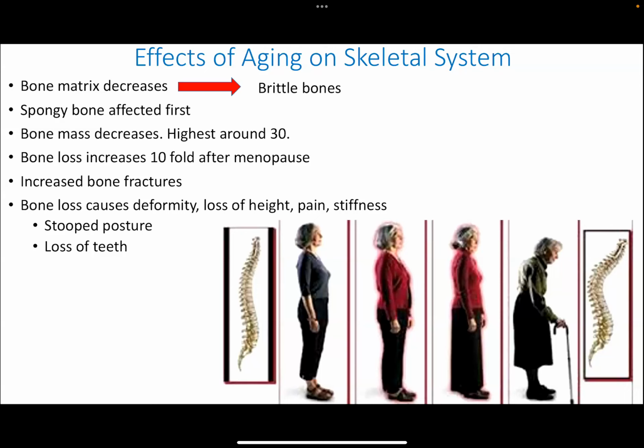Bone loss can cause deformity, that stooped posture that you see in a lot of elderly people, the loss of teeth where they have to get implants or false teeth. That stooped posture, of course, you can see a loss of height. There can also be an increase in pain and stiffness with this bone loss.